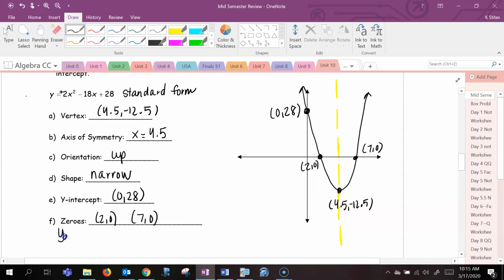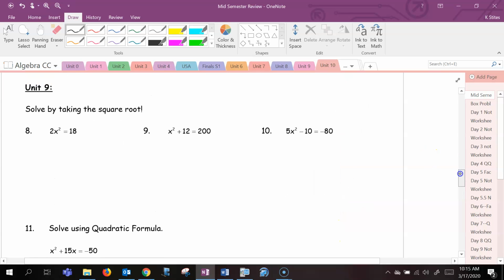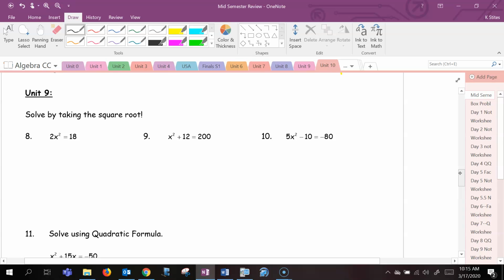Again, really important that you have your y2 equals 0. Otherwise, you're going to do second trace 5 forever and nothing will happen. Okay. All right, that's your review of Unit 8. Unit 9, solve by taking the square root.